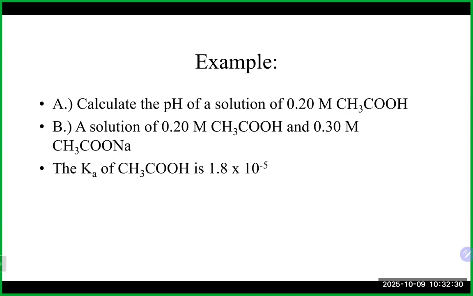So let's take a look at how this will affect perhaps the pH of a solution. Let's take a look at one of these here. Why don't you start with A? In A, we want to calculate the pH of a solution that is 0.2 molar acetic acid. Here is the Ka value for acetic acid. So why don't you just do part A first and see what you come up with.